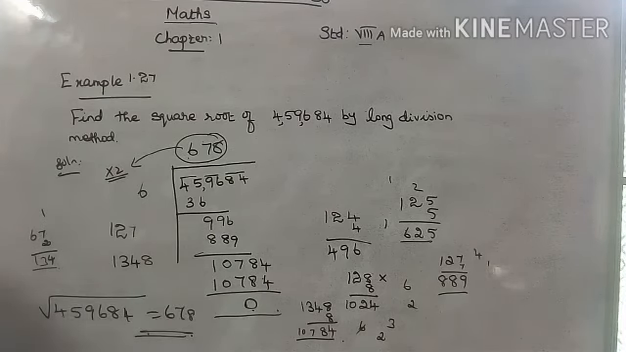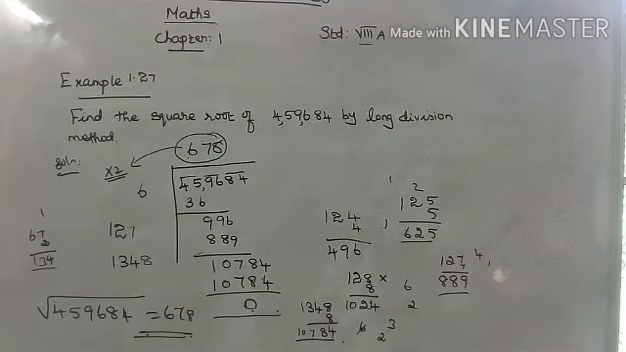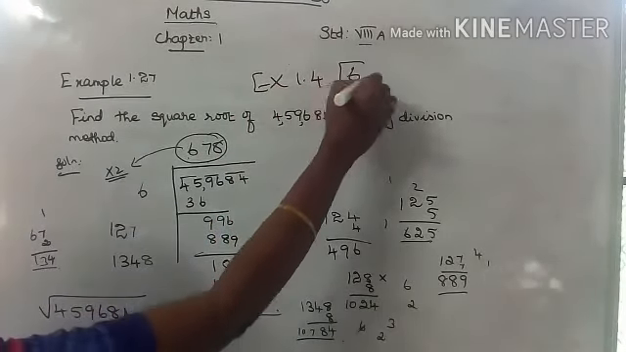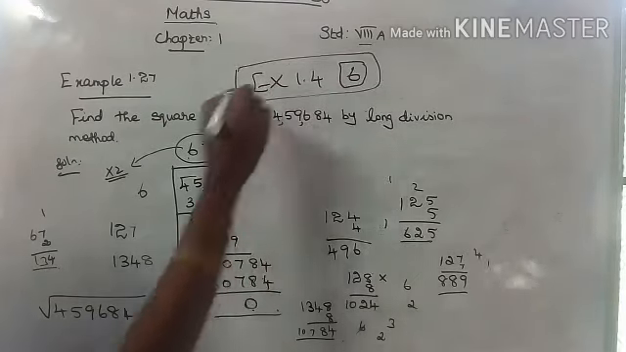This is the answer. The same method we complete Exercise 1.4. Find out the fifth question. Okay. Find the square root by prime factorization and find the square root by long division method. Already completed fifth question, so you complete sixth question, Exercise 1.4. Sixth question, homework. Thank you, students.